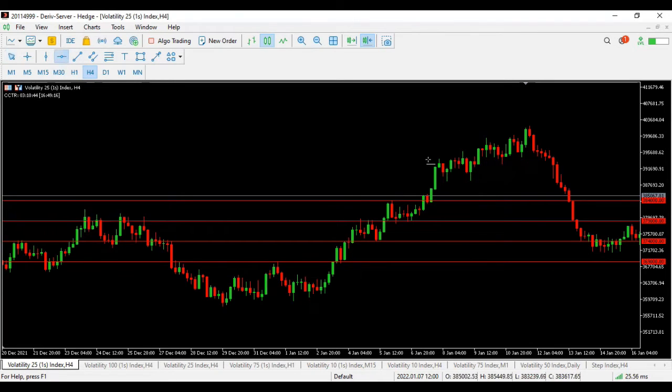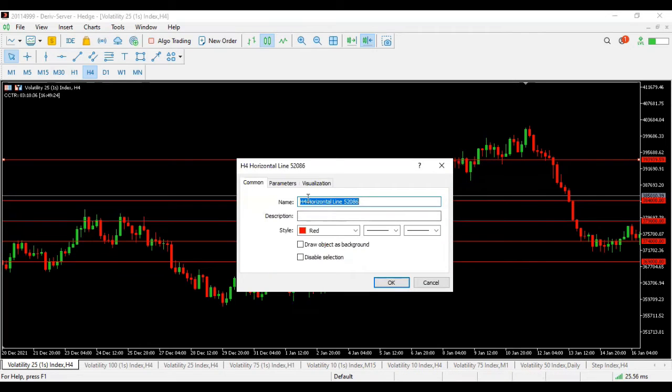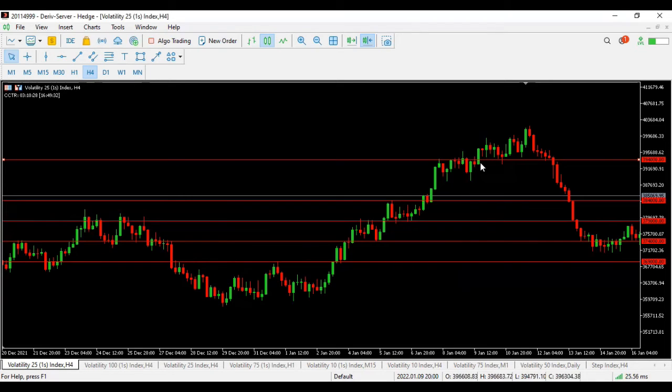And then we have this resistance here as well. Let's look to see what round number we can find. And I think this should be level 394,000 if I'm not mistaken, but let's just make sure. Yes, that is exactly what it is. So over here, this was our resistance. So don't mind the wicks. This doesn't matter.